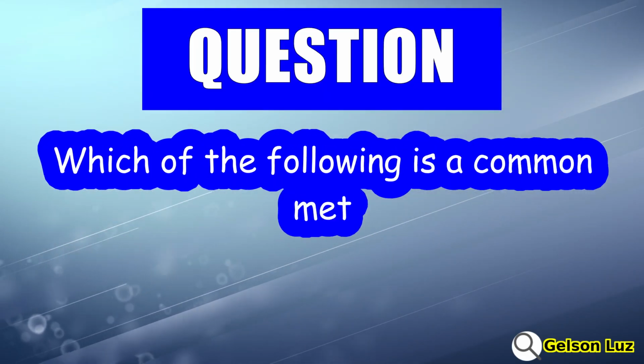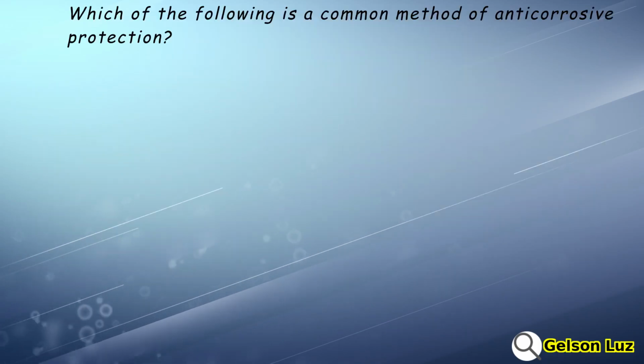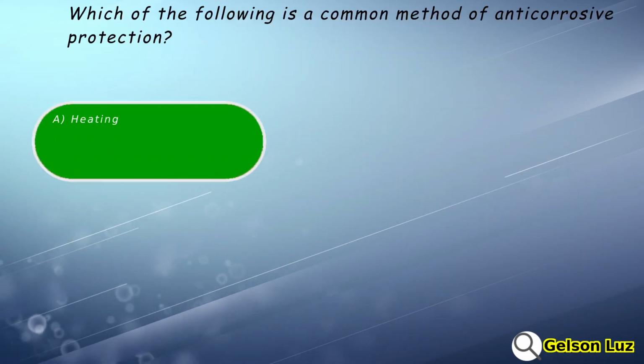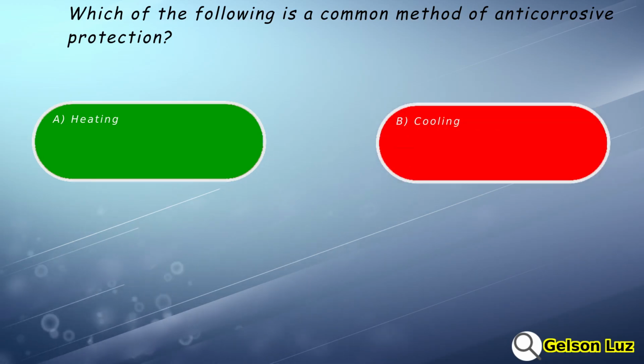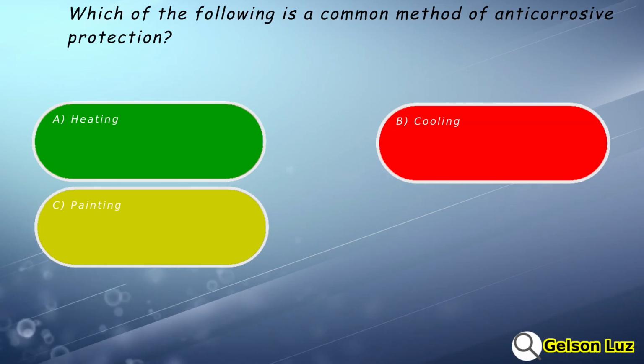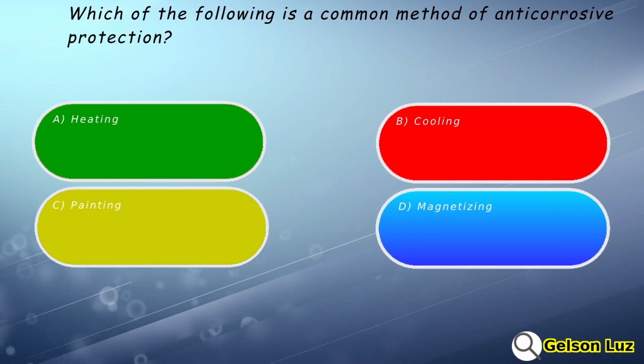Which of the following is a common method of anti-corrosive protection? A. Heating. B. Cooling. C. Painting. D. Magnetizing. E. Pressurizing.